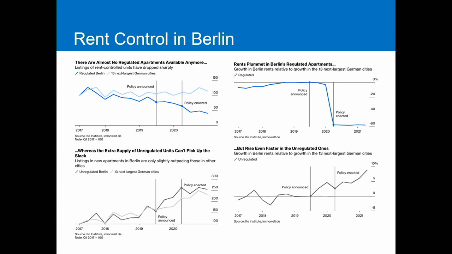Rents had been increasing in Berlin in recent years because, again, people are trying to move to the city. They really want to move to Berlin. But at the same time, the supply is not increasing. It made it very difficult to build new apartments.